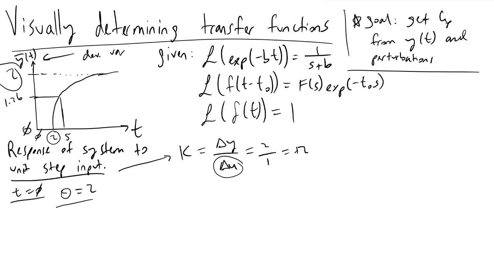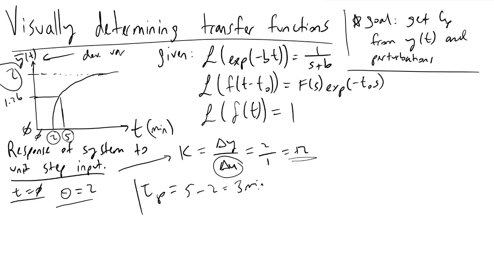And finally, we need to get our tau p value, the characteristic time constant of our system. And so if we go 63% of our gain, so 63% of 2 is 1.26, and look at the time it occurs at, which is 5, we can see that our time constant will be 5 minus 2, which is equal to 3. And if this had units of minutes, our time constant for our system would be 3 minutes.